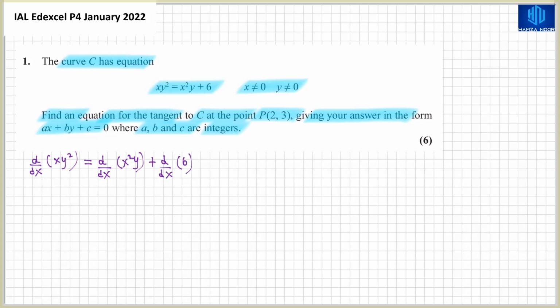So first of all, we are going to differentiate xy² with respect to x, and for that purpose, I'm going to use the product rule formula. So I'm doing some working over here. u = x, so therefore u' = 1, and v = y², so therefore v' = 2y dy/dx.